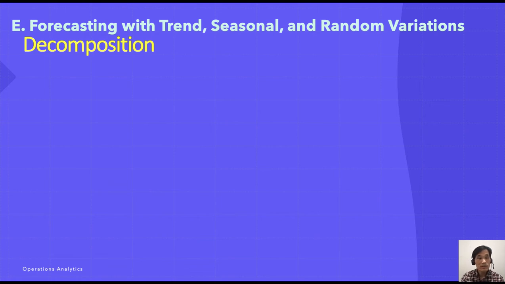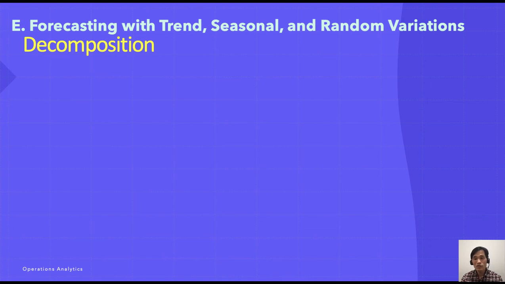Now, the last method for forecasting is decomposition. This method is used when you have data with a trend, seasonality, and random variations all together. So this is the most complex method among the ones that we have learned and covered so far. When both trend and seasonal components are present in a time series, the forecasting model selected must address this issue.